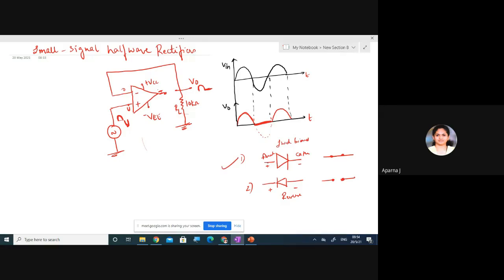Taking the first case, if you connect it in this way, we will be getting a half wave rectifier, and this circuit is called the positive small signal half wave rectifier.